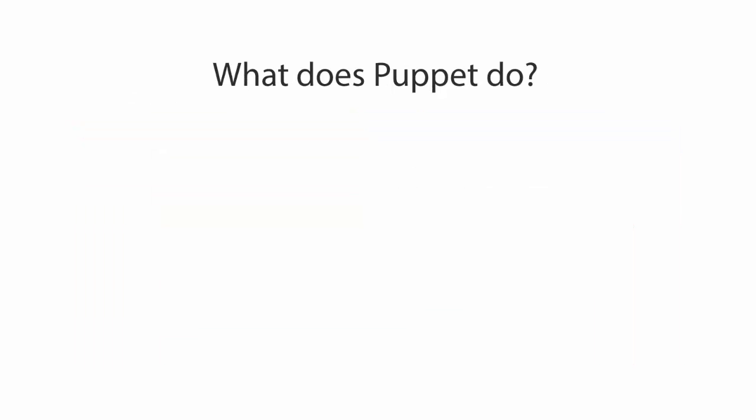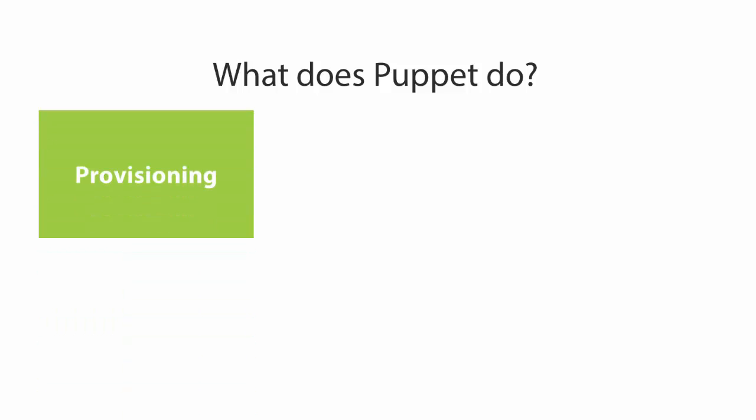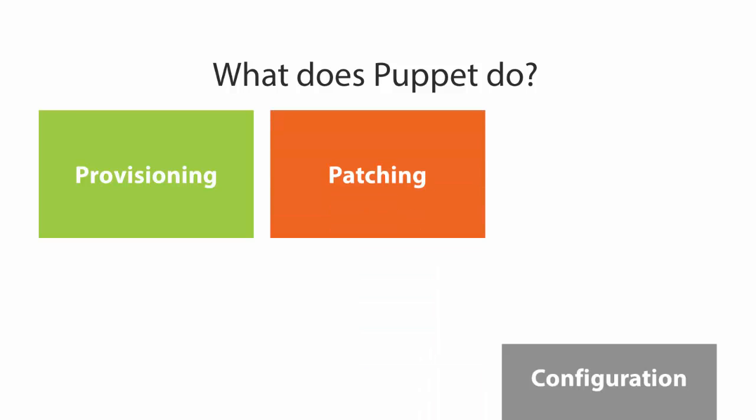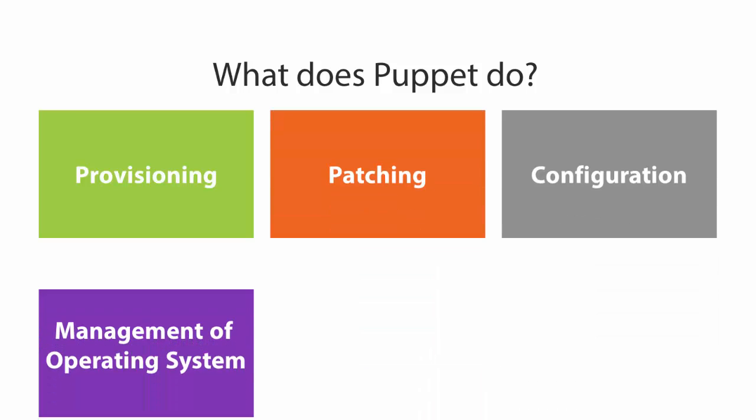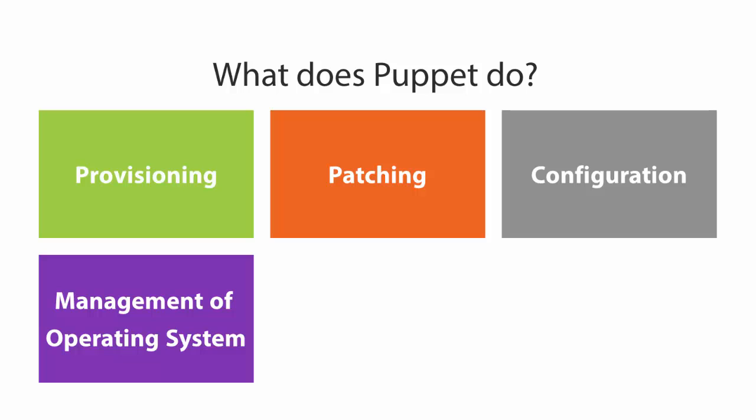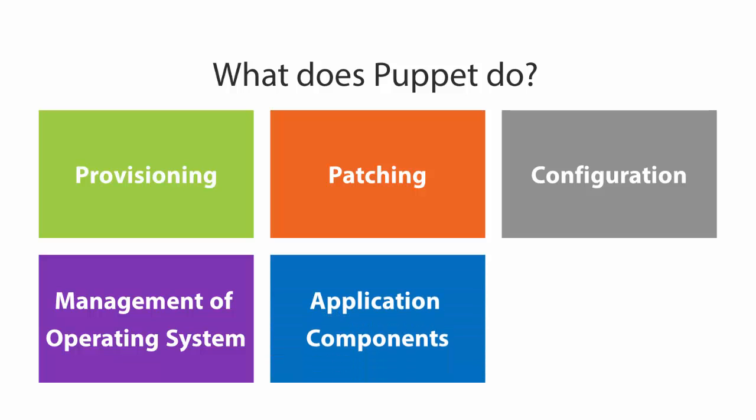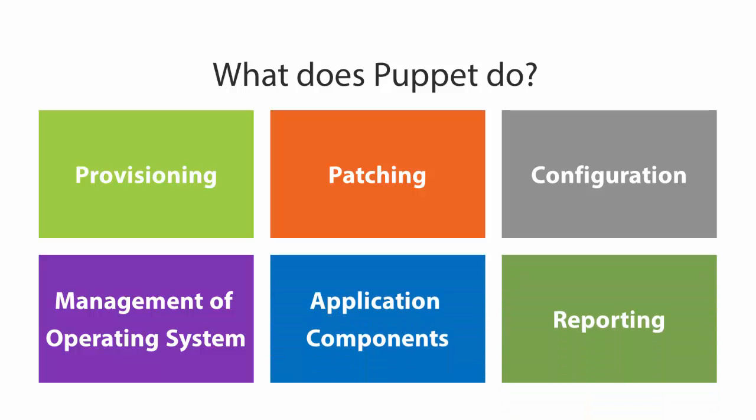What does Puppet do? Puppet's main function is to provide provisioning, patching, configuration, management of operating systems and application components, and reporting. And these functions will be implemented automatically with minimum interference by system administrators for huge systems.